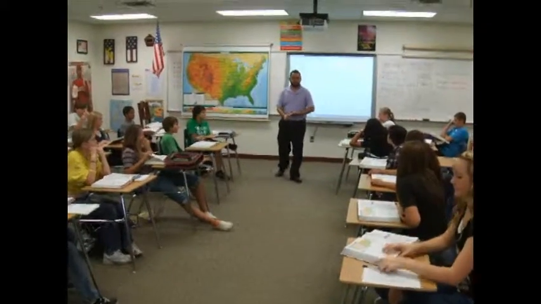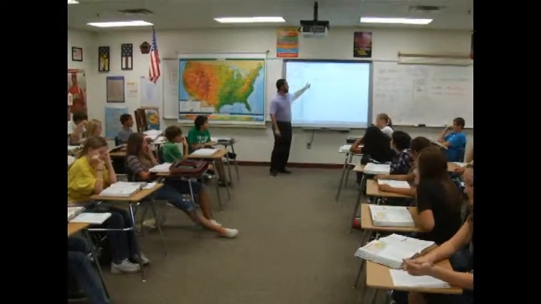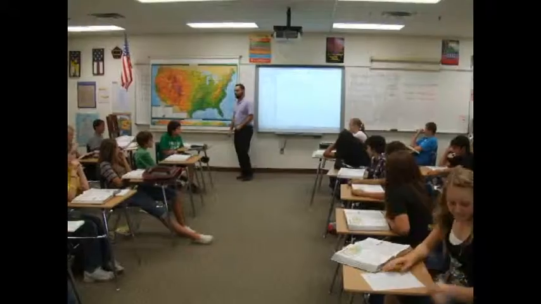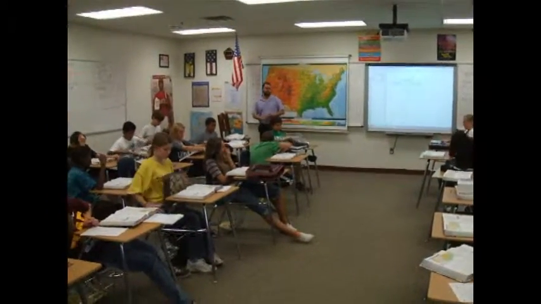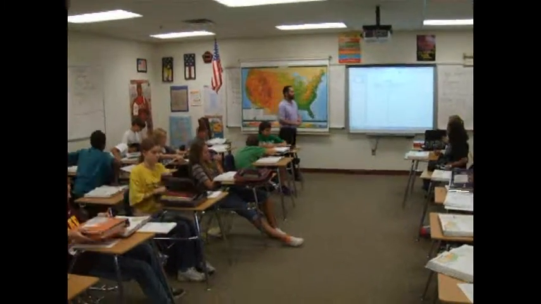North, the resources the South have. And we're going to make a T-chart on a sheet of paper. So go ahead and pull out a sheet of paper. We make two T-charts. One for the North, one for the South.